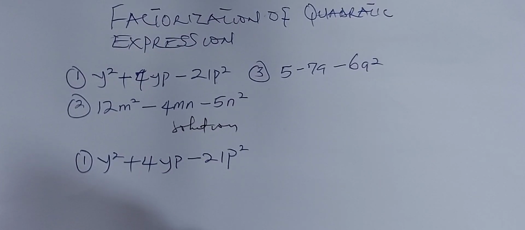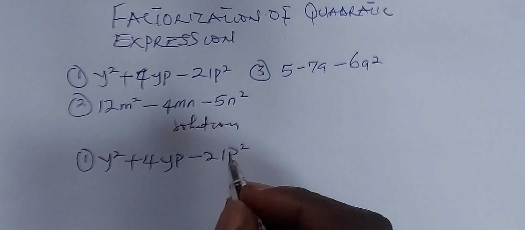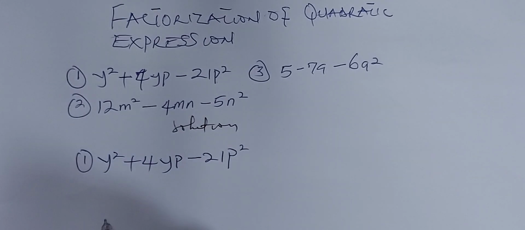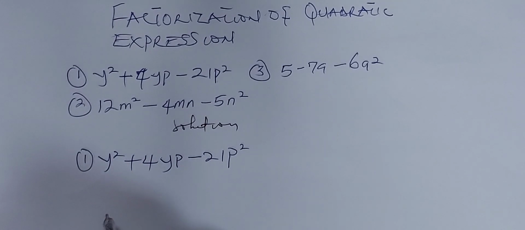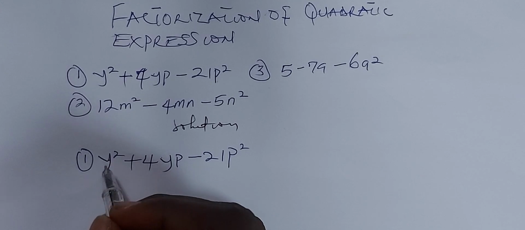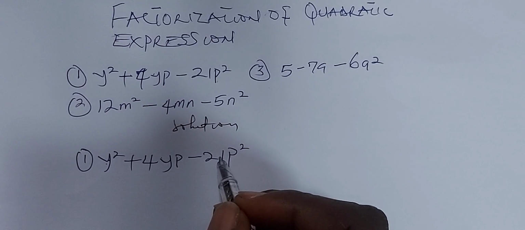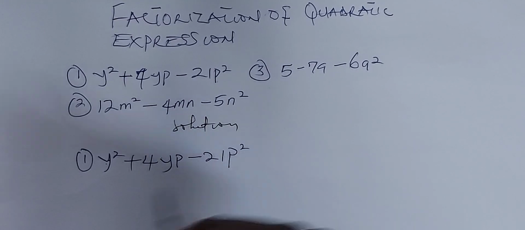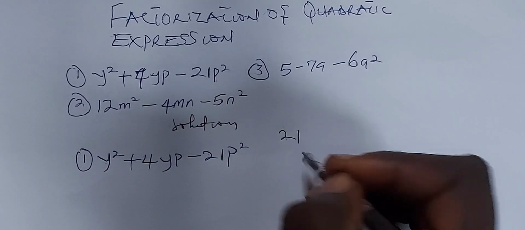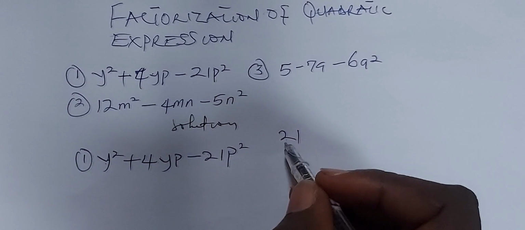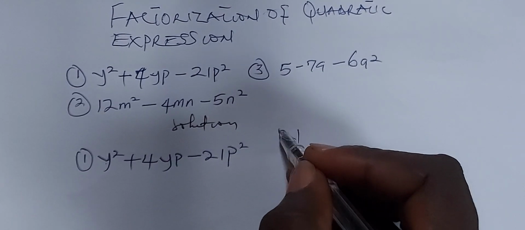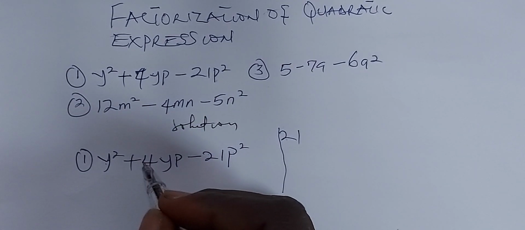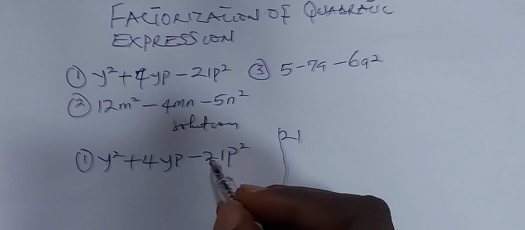So what do we do in this case? Don't mind the p squared at the end, but follow our usual steps. What is the coefficient of y squared? 1. You multiply by the last term, which is 21. The coefficient of the p squared will still give you 21. So you find the factors of this 21 that, when you add them, you have plus 4, and when you multiply, you have minus 21.